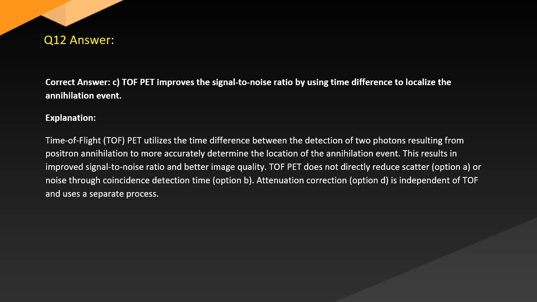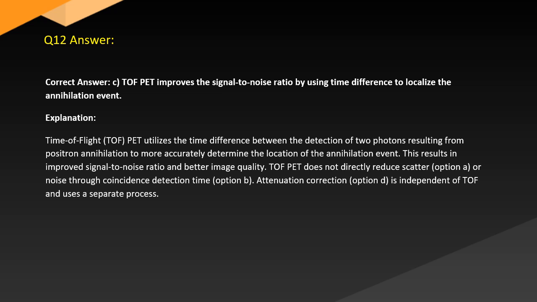Answer. Correct answer: C. TOF PET improves the signal-to-noise ratio by using time difference to localize the annihilation event. Explanation: Time-of-flight (TOF) PET utilizes the time difference between the detection of two photons resulting from positron annihilation to more accurately determine the location of the annihilation event.